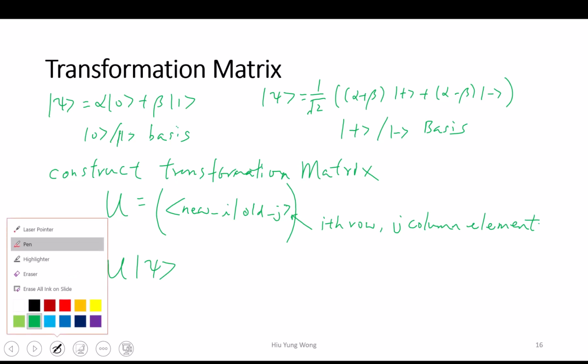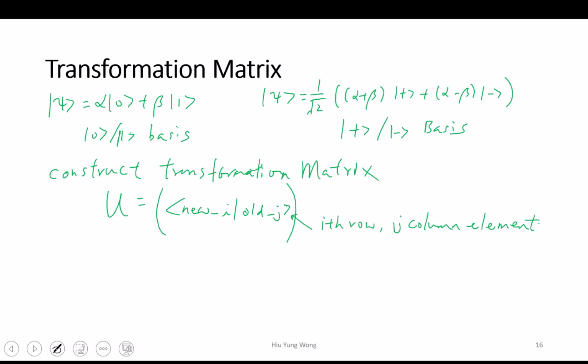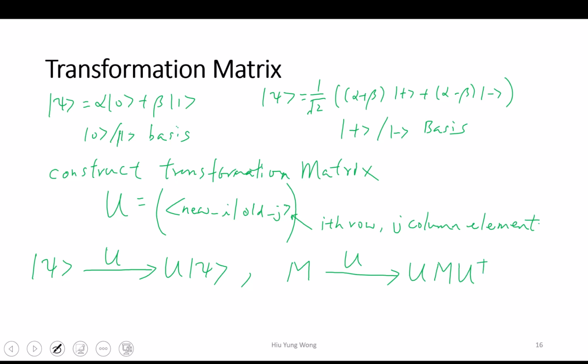Maybe let me write it in this way. With this, when we do the rotation, the transformation, any vector becomes U multiplied by the vector. And any matrix, when we do the transformation, becomes U M U dagger. So you trust me for now, right? That's how you do it.